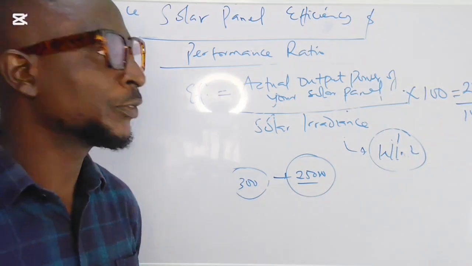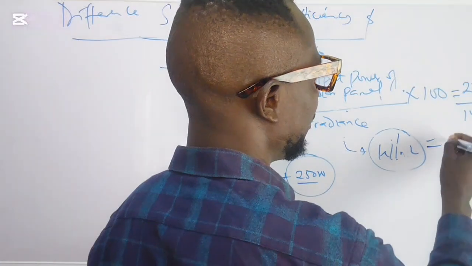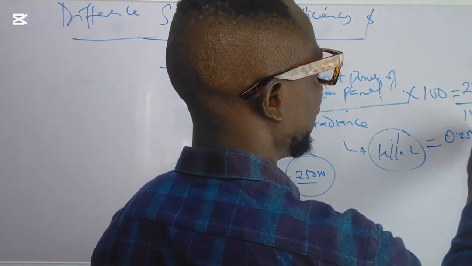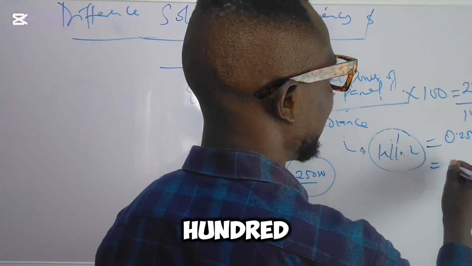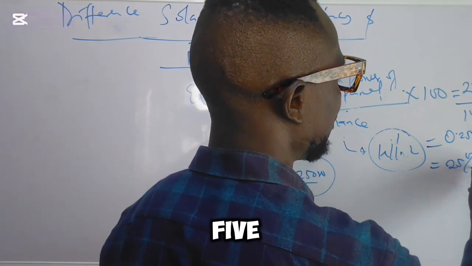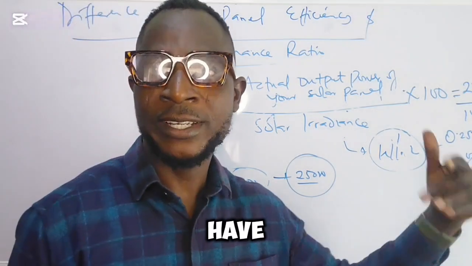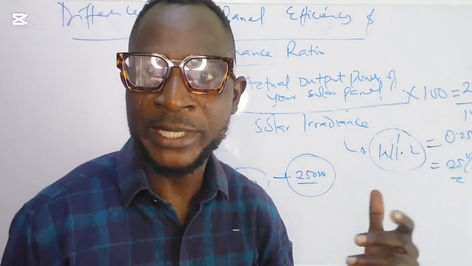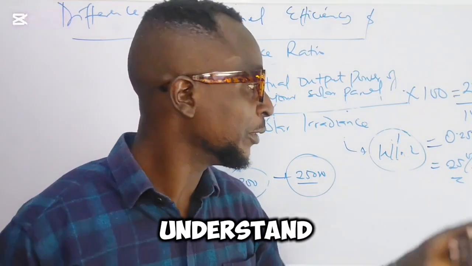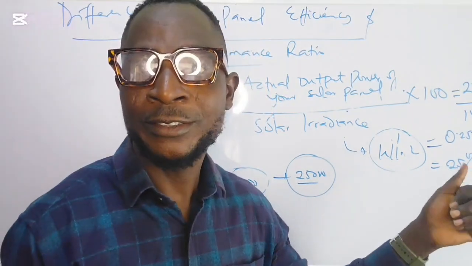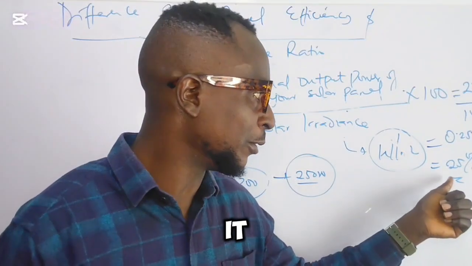Now, if you divide this by this, what will you have? You have 0.25. 0.25 times 100 gives you 25%. This is just an instance, although we have solar panels now that have as high as 25% efficiency. You understand? So this is how to determine your solar panel efficiency. This is how it was determined.